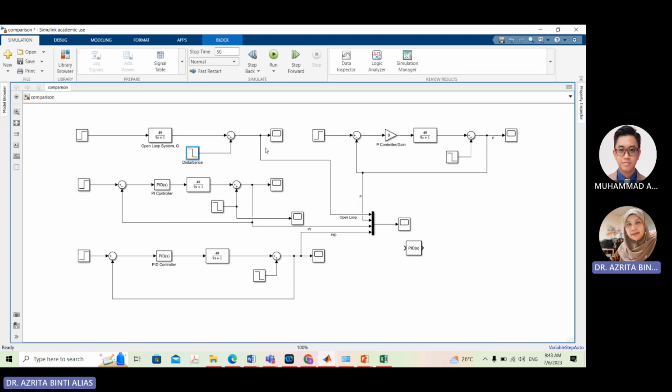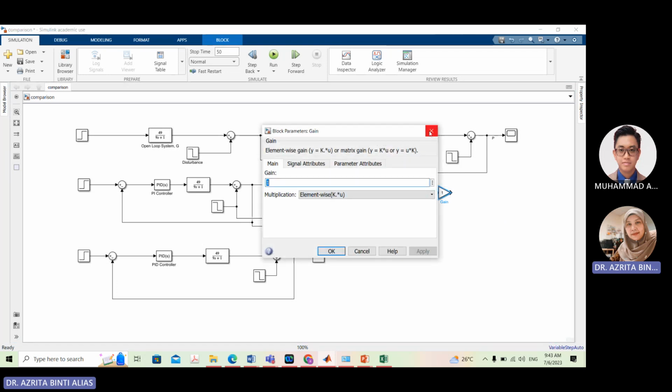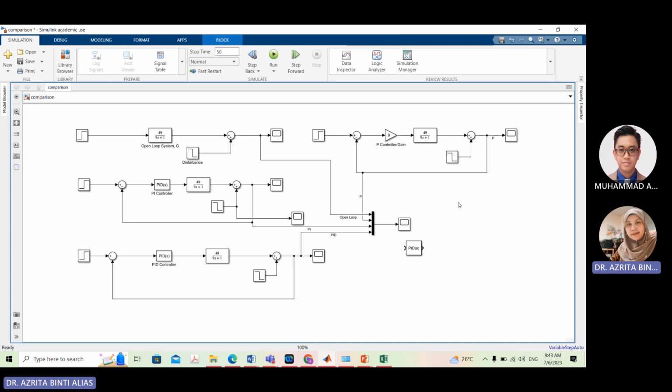Okay, so we repeat this system. This is the open loop for the P controller gain. For the P controller, we just put the P controller as a gain. So you can just type gain, and it will appear. After that you double click to change the value of the gain. Okay, and this is the system.